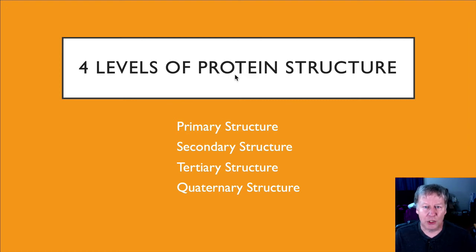So how do we get the right shape? Well, protein shape, or protein structure as we commonly call it, is composed of 4 different levels: primary, secondary, tertiary, and quaternary structure. And they occur in order, and very particular things happen in each. So let's take a look at these one at a time.